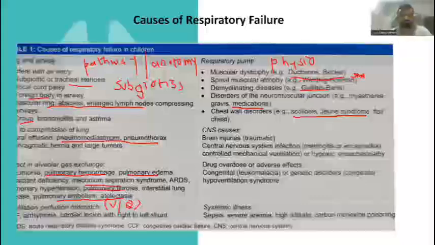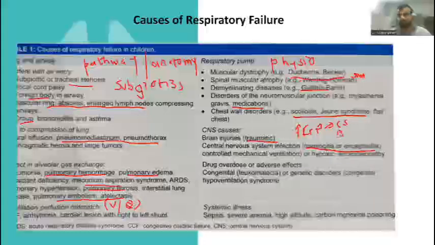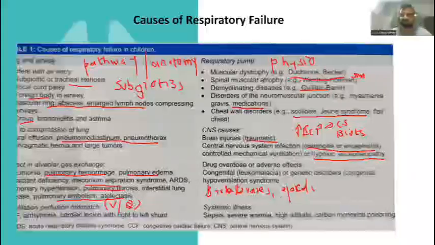patient worsens and worsens. In CNS causes, there might be traumatic brain injury, there might be CNS infection like meningitis or encephalitis, or increased intracranial pressure, increased ICP, which might lead to Cheyne-Stokes breathing or Biot's breathing depending upon the area of lesion, or there might be hypoxic ischemic encephalopathy due to birth injury. There might be drug overdose, commonly barbiturates, maternal barbiturates, or opioids. These may lead to drug overdose or adverse effects of any disease.